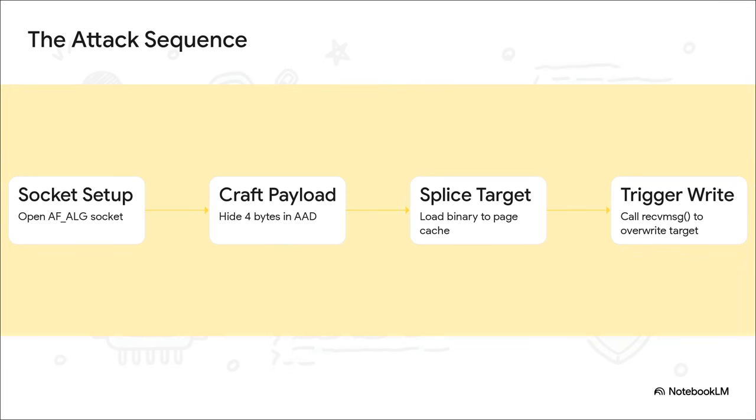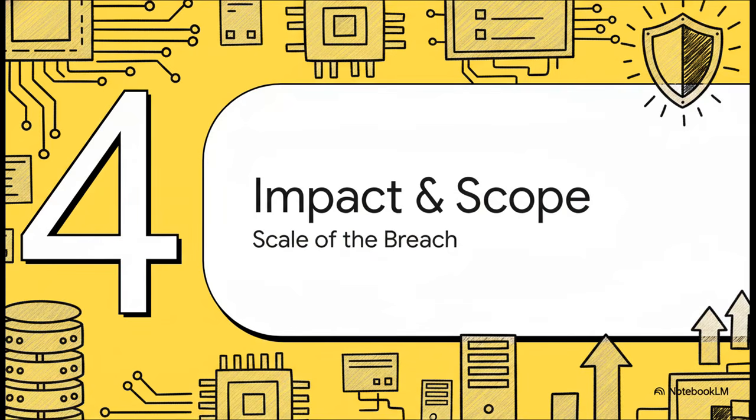The algorithm executes, writes its 4 bytes of scratch data, and overwrites the target binary directly in the system's active memory. The attacker just loops this until their payload is fully staged, then they execute /usr/bin/su to get a root shell. It's wild. Let's jump to Section 4, Impact and Scope.